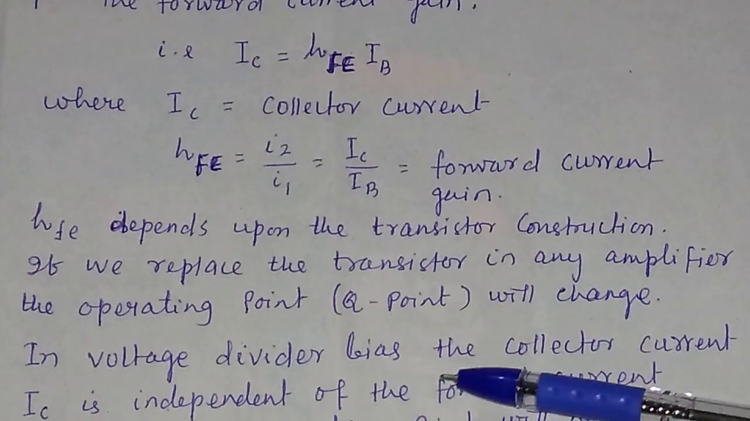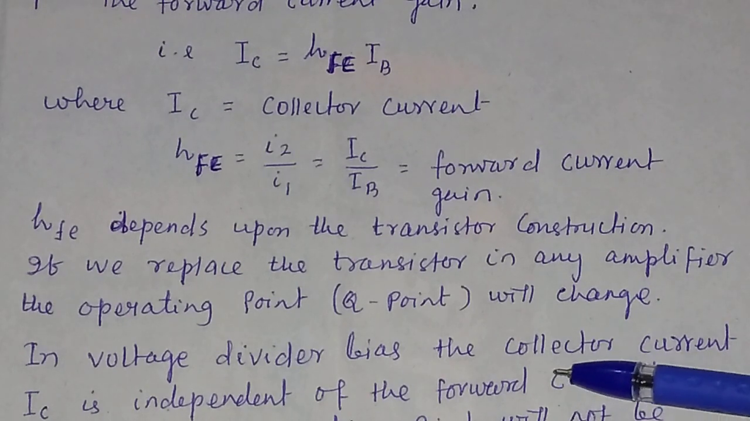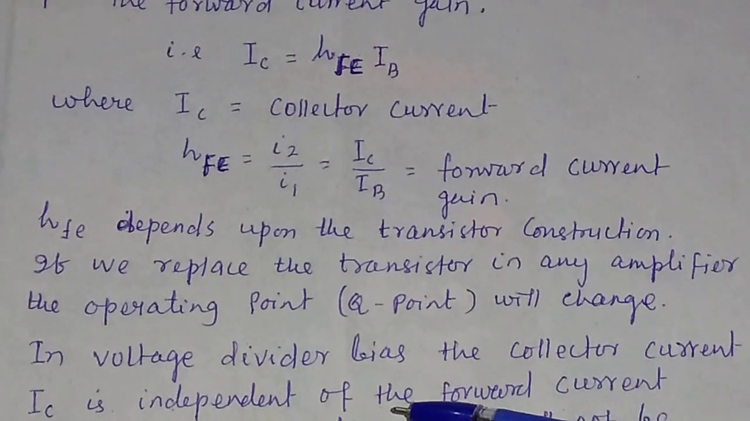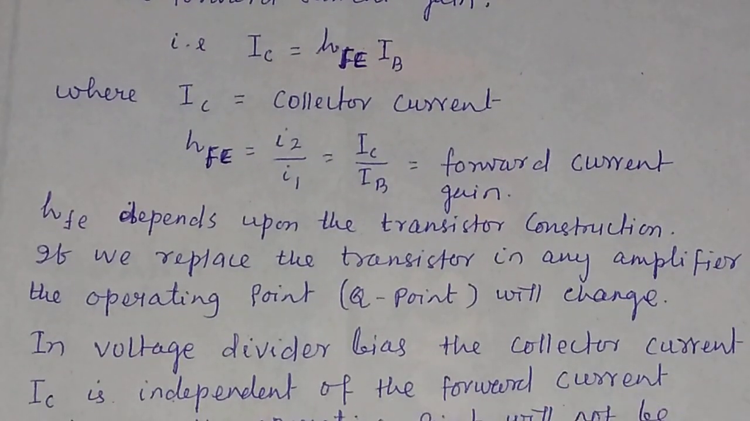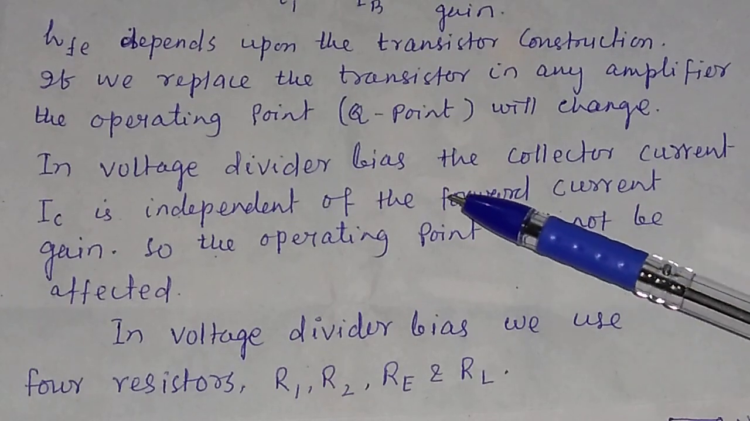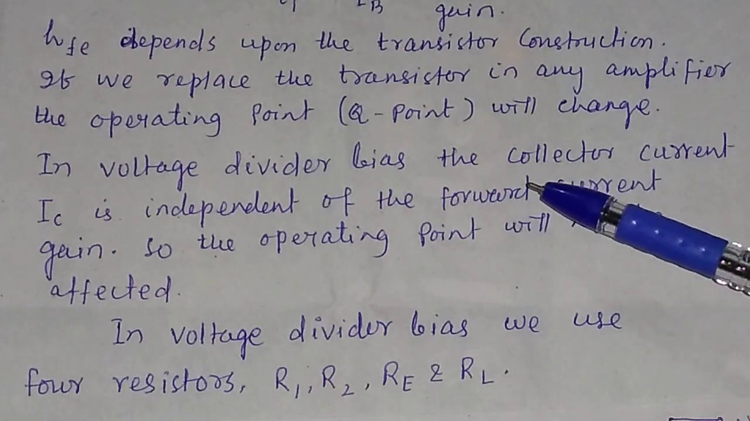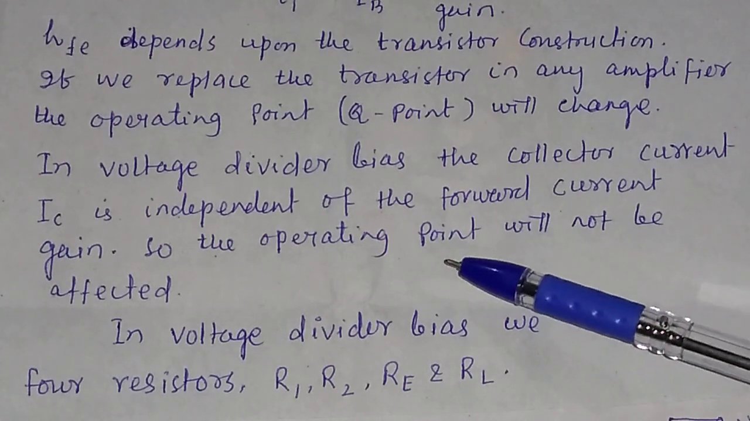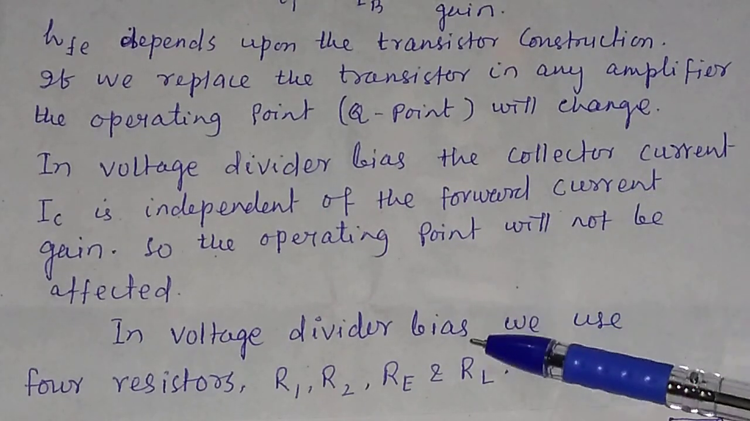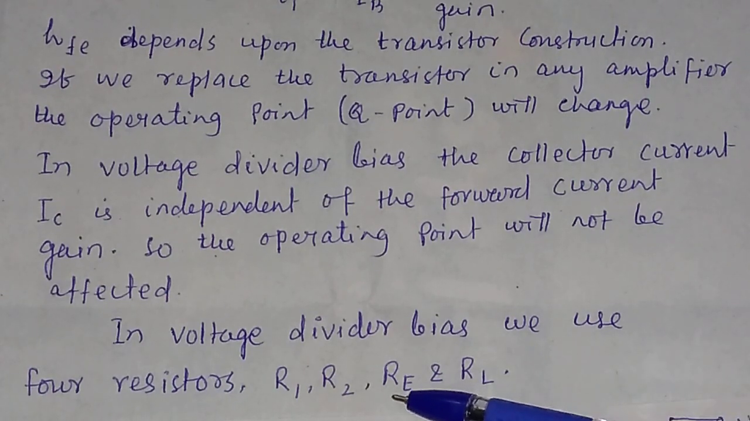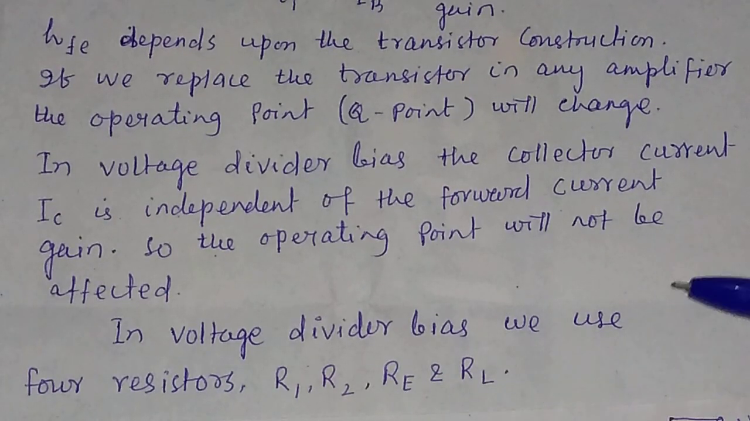But in case of voltage divider bias, the collector current, that is IC, is independent of the forward current gain. So if you use the voltage divider bias, the Q point or the operating point will not be affected. In voltage divider bias, we use 4 resistors: R1, R2, RE and RL.